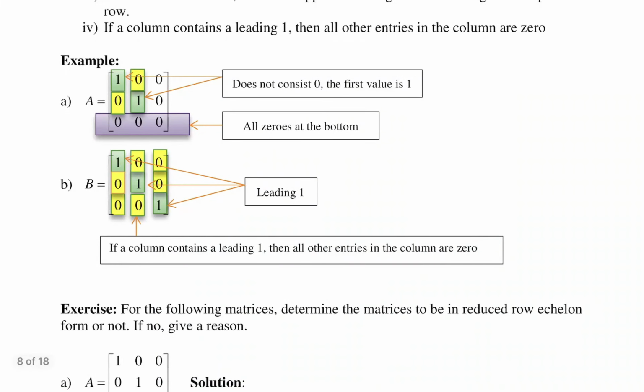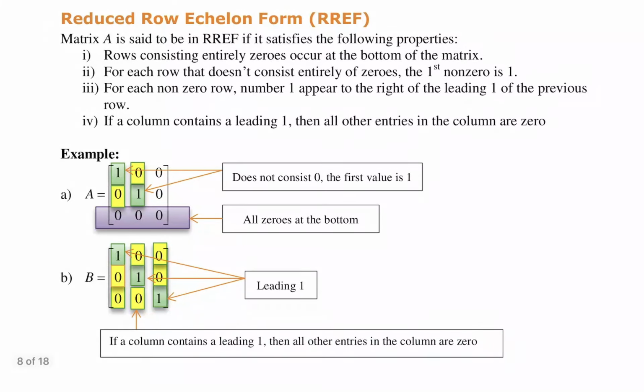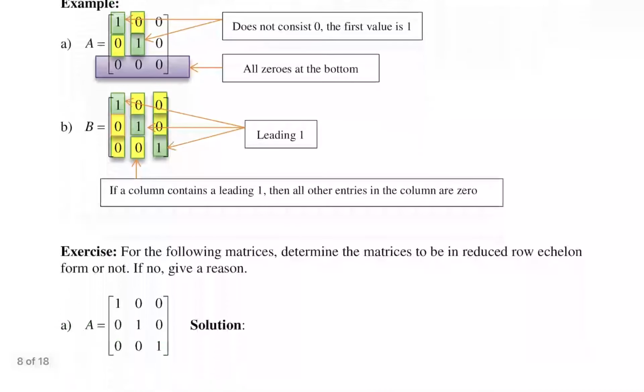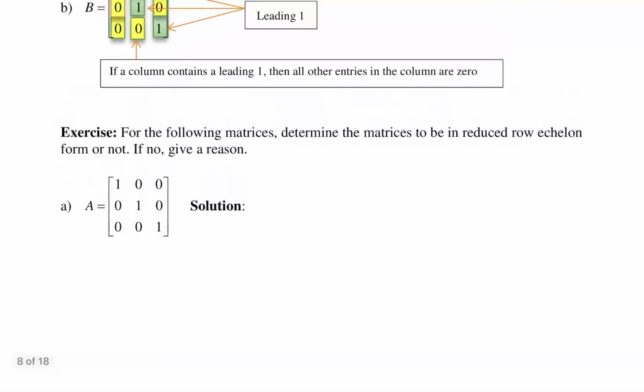We look at matrix B. Here we have a leading 1, the others are 0. This one, leading 1 and the other values are 0. Third column, we have a leading 1 and the other values are 0. So it fulfills all the rules for a matrix to be in RREF. We look into some questions.